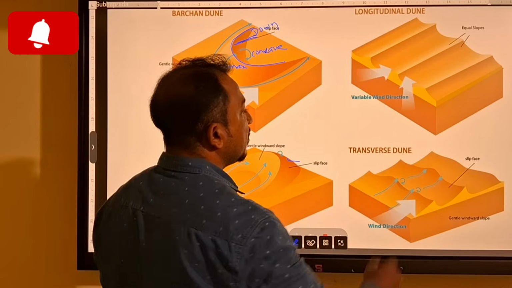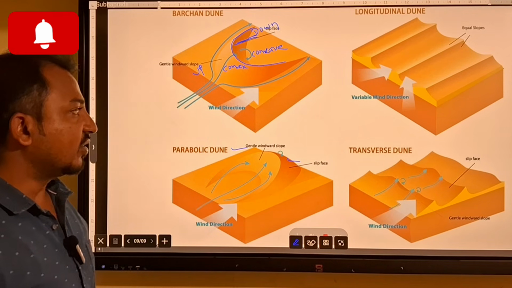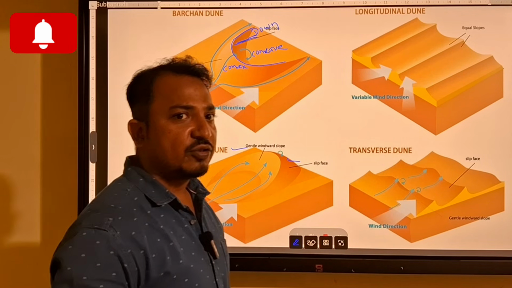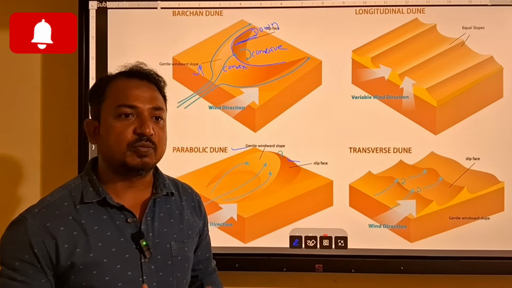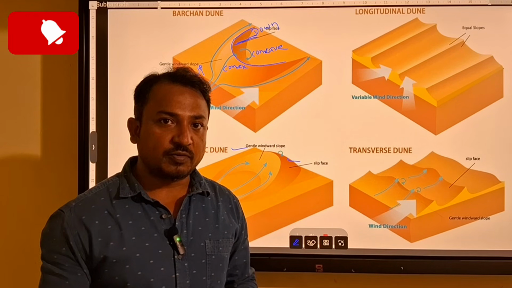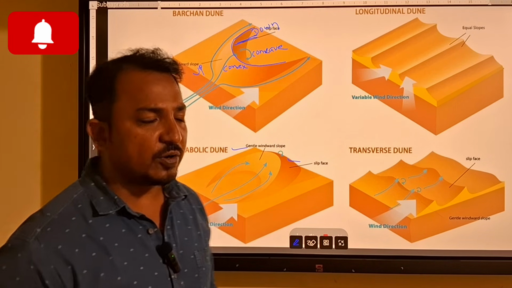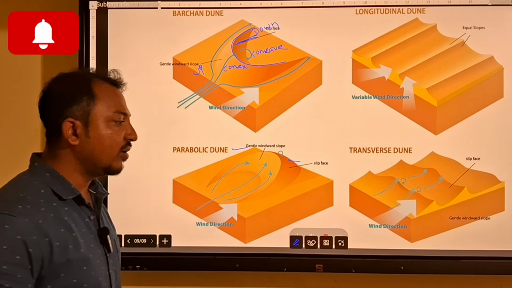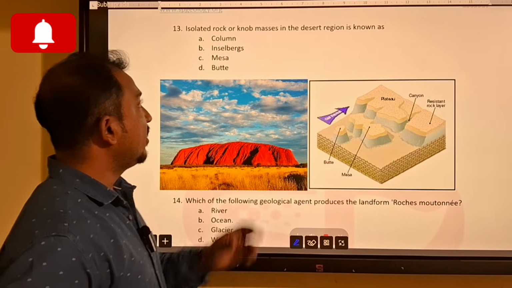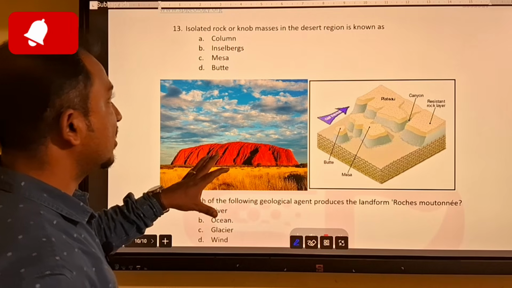This is a transverse dune that forms perpendicular to the wind direction. There is another dune called a star shaped dune, which is produced when there is variable or fluctuating wind flowing direction. That is also called a star dune. Next, the question: isolated rock or knob masses in the desert region.